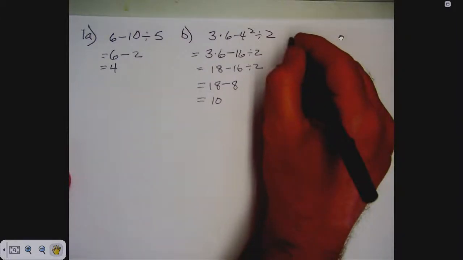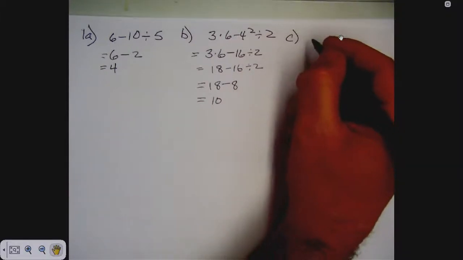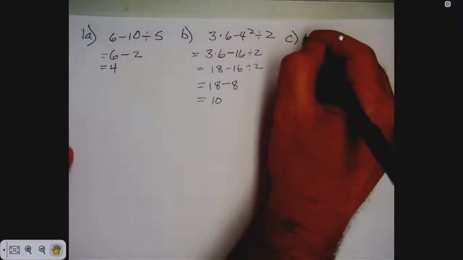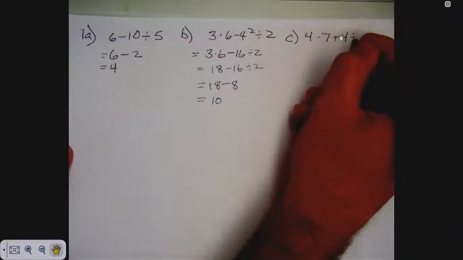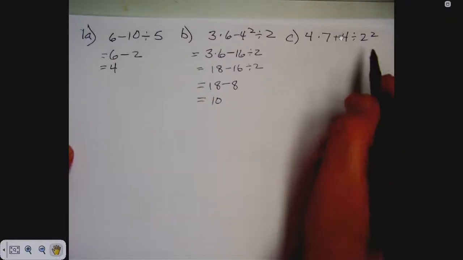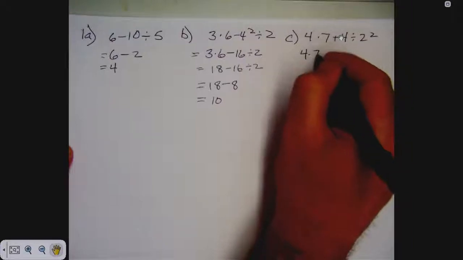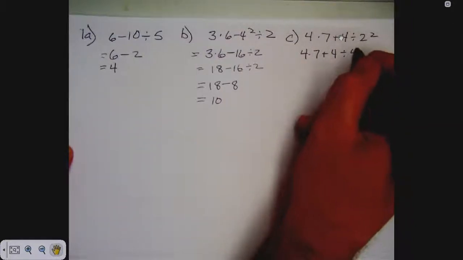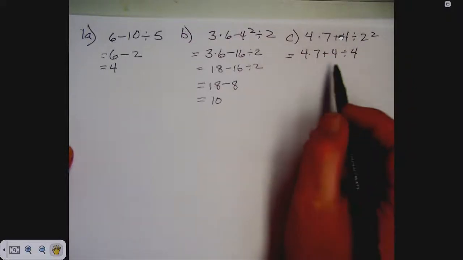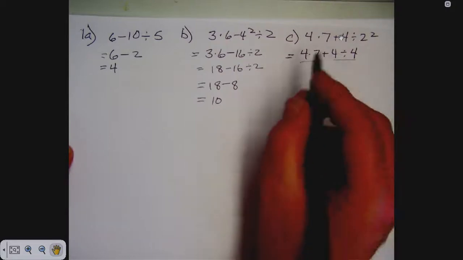I'm going to go on to C, and problem C is 4 times 7 plus 4 divided by 2 squared. Exponents first. 2 squared is 4. Next, I have some multiplication and division. I'm going to do the multiplication.